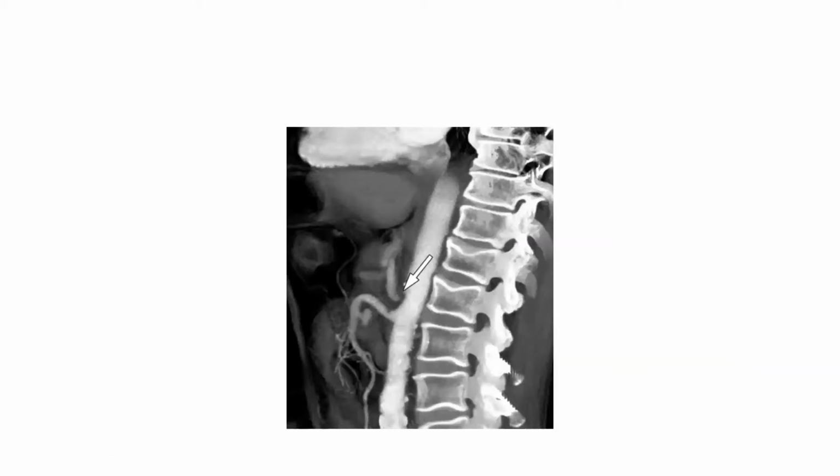So this is a case of median arcuate ligament syndrome, also known as MALS. Median arcuate ligament is a fibrous arch. It connects the left and right diaphragmatic crura at the level of the aortic hiatus. If there's a low-lying median arcuate ligament, it can compress the celiac axis, and it can cause celiac artery compression syndrome, which is also known as median arcuate ligament syndrome.